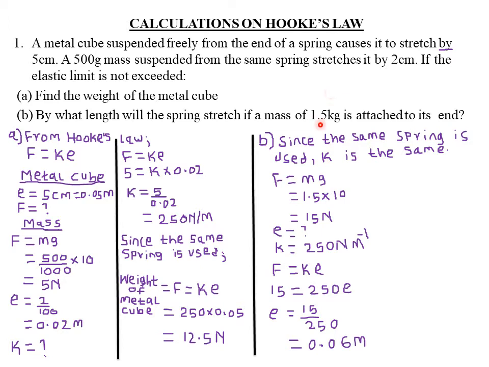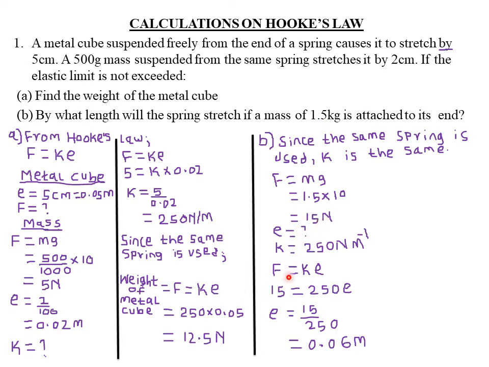So the mass we are given as 1.5 kilograms. So you take 1.5 kilogram times gravity. The gravity, we usually take it as 10 Newton per kilogram. So you take 1.5 times 10, you will obtain 15 Newton. So from the Hooke's law, again, we want to find the extension, which is the unknown. The K is the same, which is 250 Newton per meter. So from Hooke's law, we know that force is equals to Ke. So we substitute the force. We have already calculated the force as 15 Newton. That is the force due to the 1.5 kilogram mass. So our force is 15 Newton.